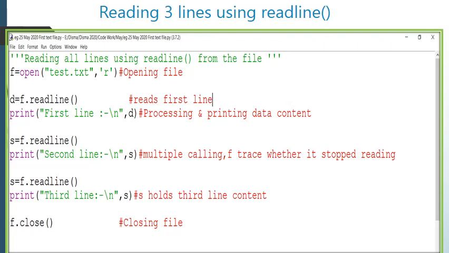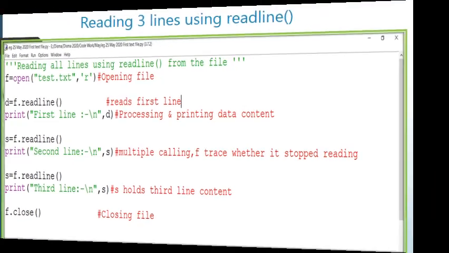Then again, I'm using the same variable s itself for the third line. Right now you might have understood how to read the first line and how to read the second line. For the third line, I'm using the same statement itself, but it will read the third line only because the file handle knows where it is pointing to right now. And after that, I have written f.close().